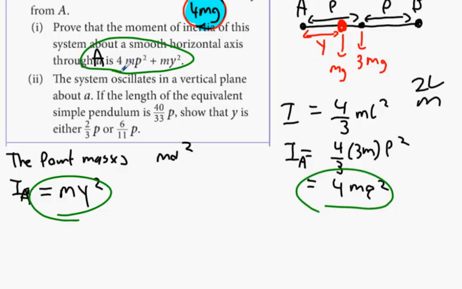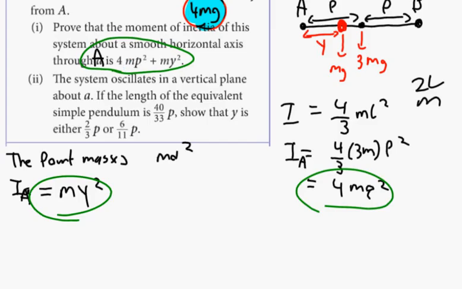The system oscillates in a vertical plane about A. If the length of the equivalent simple pendulum is 40 over root 33p, show that y is either 2 over 3p or 6 over 11p. Make a prediction on your end equation. Two answers. What are you looking for at the very end? A quadratic equation with p as the variable. If you aren't getting a quadratic equation with p as the variable, you're not on the right track.